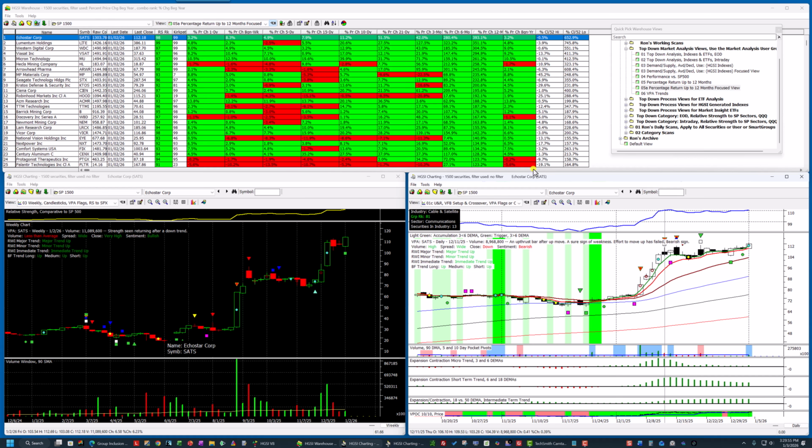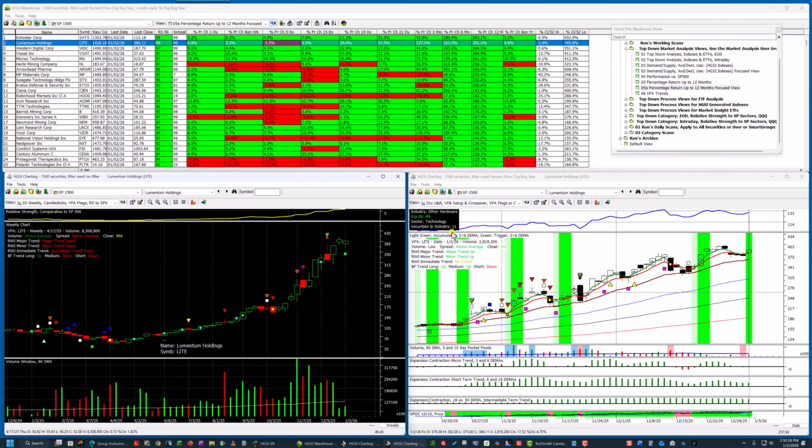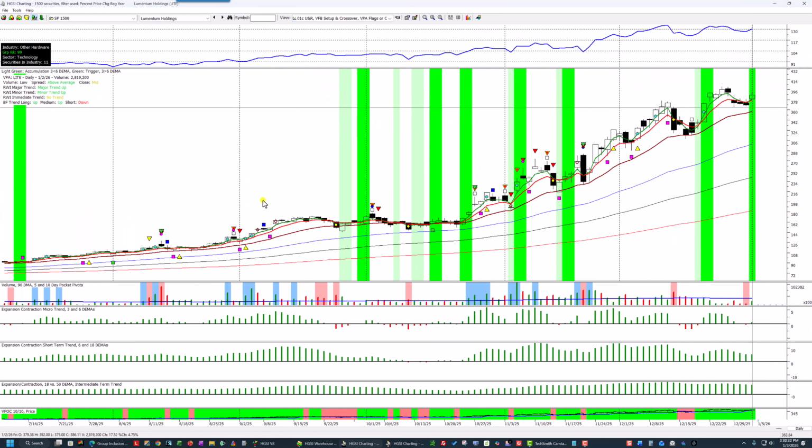Let's try one more. This one's up 351%, and this is a good chart to look at, probably. You can see that it was down around the $70 area, and now it's up at approximately 385. And you can see it was going down here.